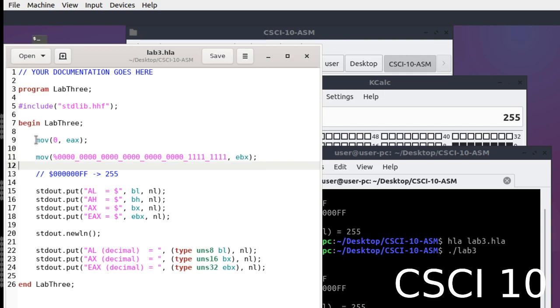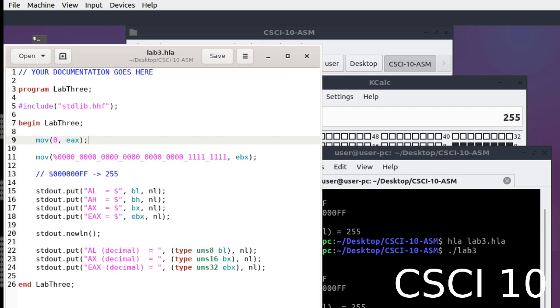Hopefully everyone recognizes, by the way, that's a decimal 0, but HLA will pad it out as needed. If I move 0 to EAX, I get it for free: I am also zeroing out AX, AH, and AL, because those are all in there. So that's kind of nice.